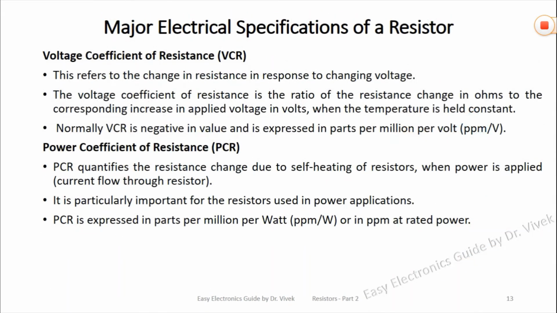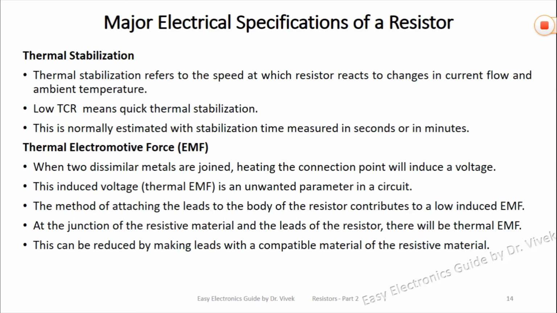The voltage coefficient of resistance is the ratio of the resistance change in ohms to the corresponding increase in applied voltage in volts when the temperature is held constant. The power coefficient of resistance quantifies the resistance change due to self-heating of resistors when a power is applied. Thermal stabilization refers to the speed at which a resistor reacts to changes in current flow and ambient temperature. Low temperature coefficient of resistance means quick thermal stabilization.